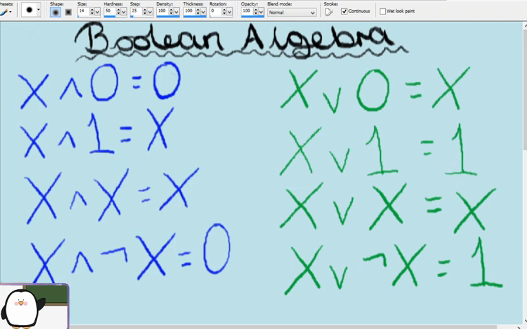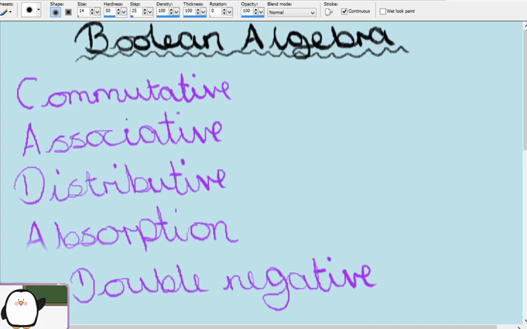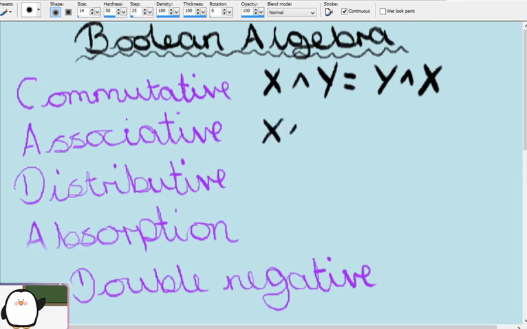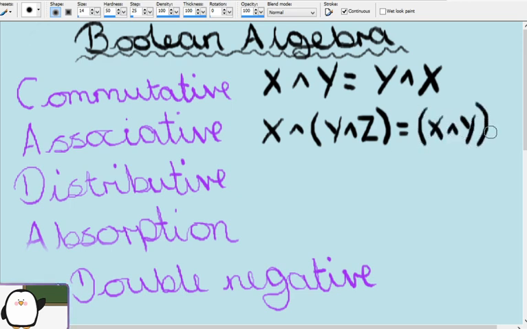We also have a set of more complicated rules. For example, we have the commutative rule, which is that if you have an X and Y, you can swap that around to make Y and X. The same goes for if you have an OR instead. We also have the associative rule, which means if there is something in the brackets with the same sign, for example X and Y and Z, you can put the X and Y in the brackets and have the and Z outside of the brackets.